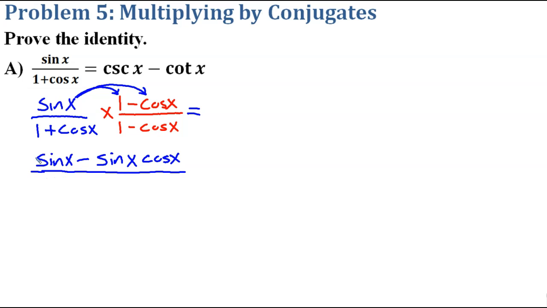All right, over in the denominator, I do need to FOIL this. There's a trick to it. We'll remind you what that is. But if I go first, we have 1 times 1, which gives me a 1. Outer, 1 times negative cosine is a negative cosine. Inner, cosine times 1 will be a positive cosine. And then last, cosine times negative cosine will be a negative cosine squared.